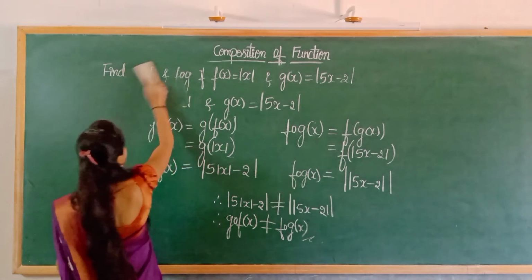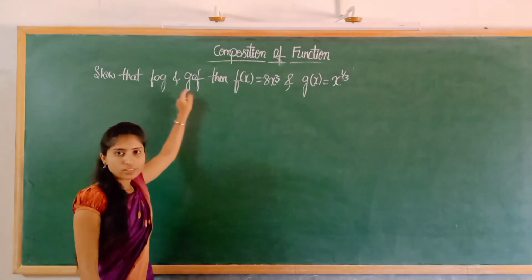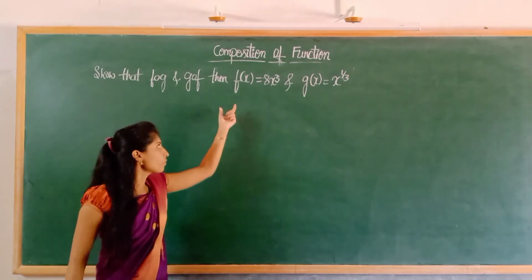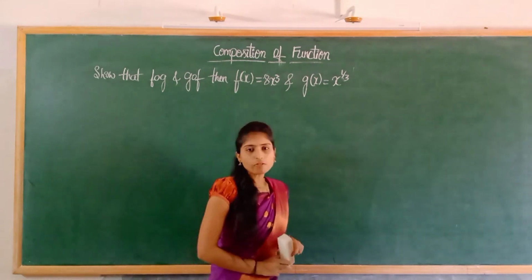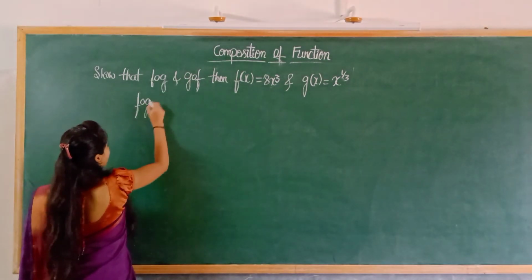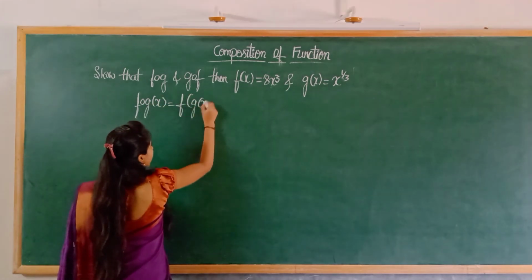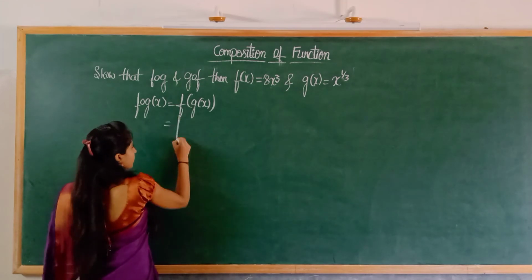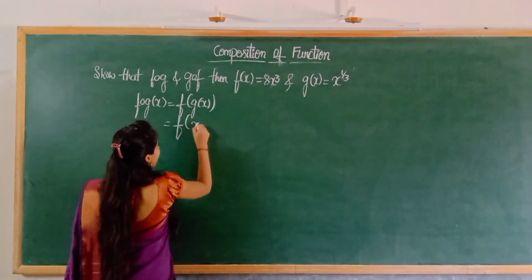Show that f composition g and g composition f, where f of x is 8x cube and g of x is x to the power of 1 by 3, as given. First we find f composition g of x. That is f of g of x.